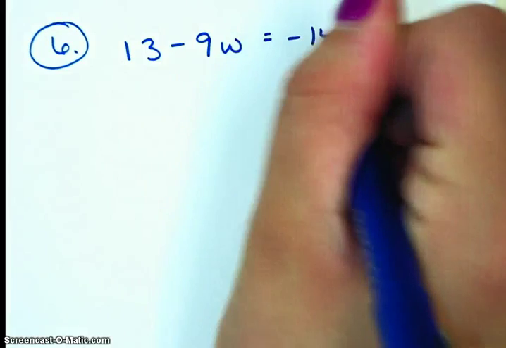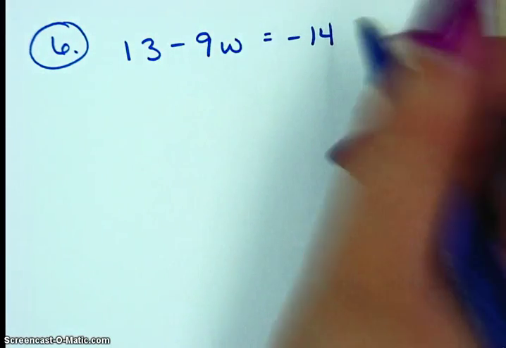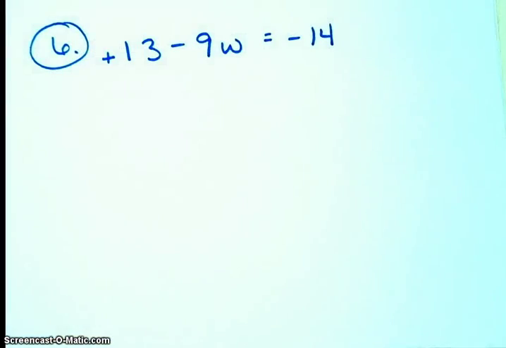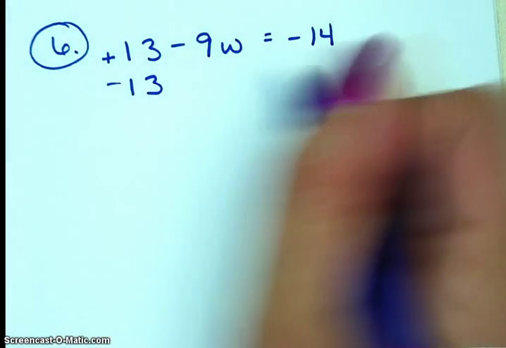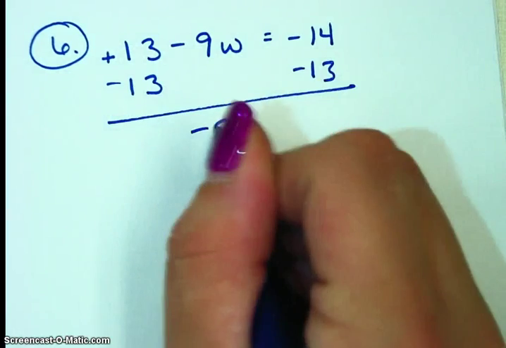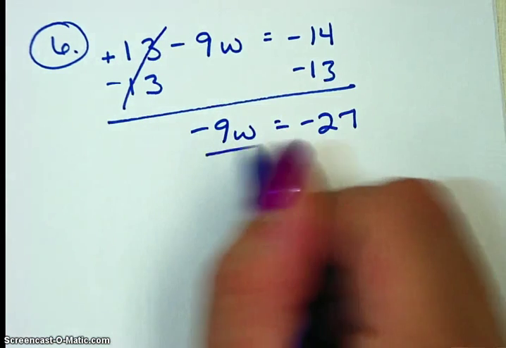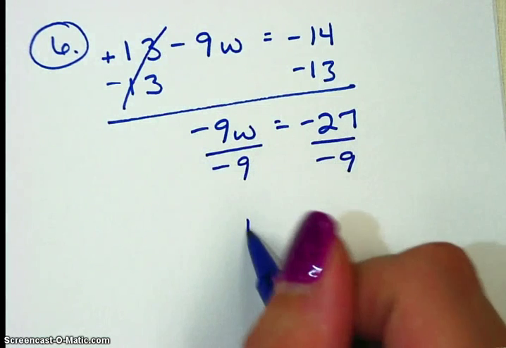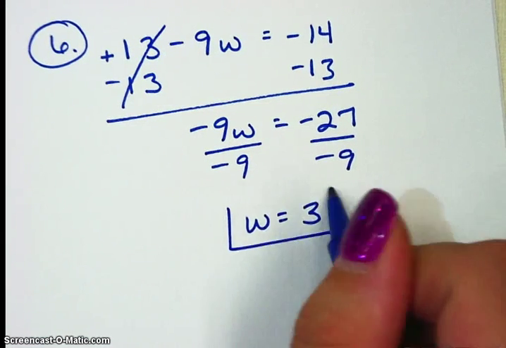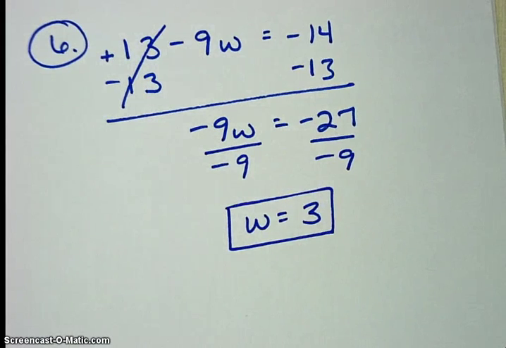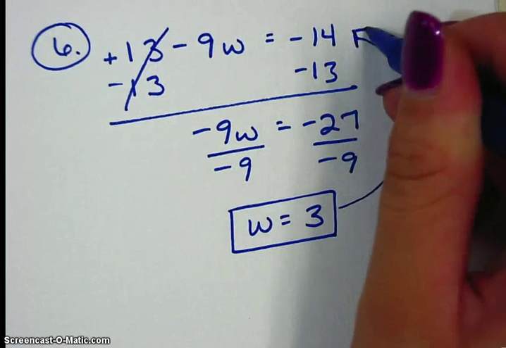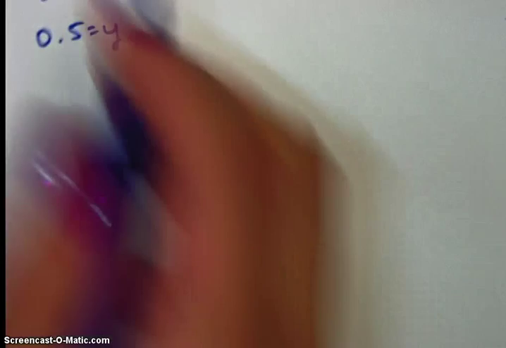Number 6. 13 minus 9w equals negative 14. Remember, there's an understood plus in front of the 13, so we're going to subtract 13. Negative 9w equals negative 27. Then divide by negative 9. w equals 3. Remember, you can always check equations by plugging them back in to the original equation. You can always check this. Number 7.